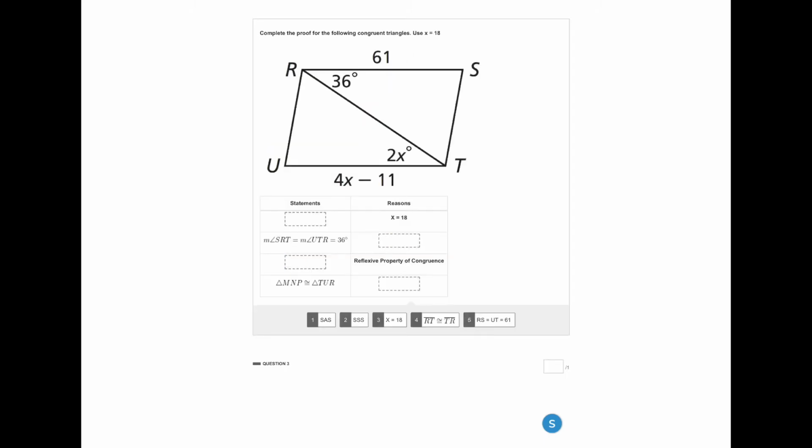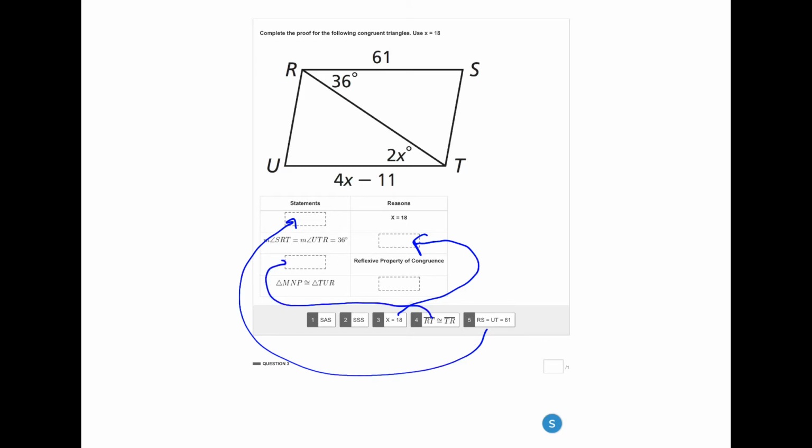In the next problem, we see in the beginning here that RS and UT are all equal to 61 because x is 18. And then because x is 18, the angles also match up. Then we see that this particular segment, RT, is congruent to TR because of the reflexive property of congruence.